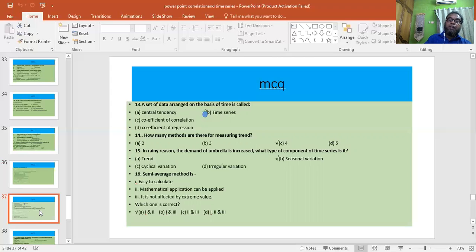It is not affected by extreme value. No, it is not correct. It is affected by extreme value. So 1 and 2 are correct. 1 and 2, that is number A. In number 16, 1 and 2 are correct.